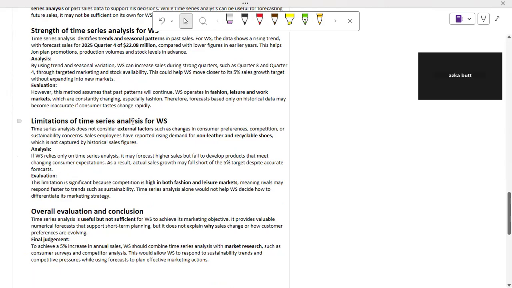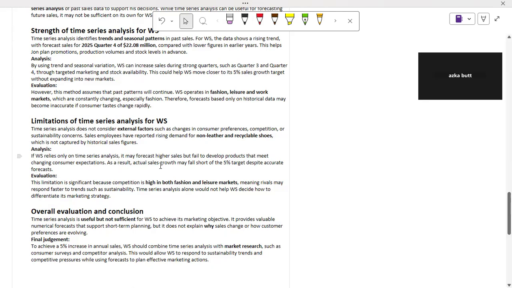Now, the limitation of time series analysis is that it does not consider external factors such as changes in consumer preferences, competition, or sustainability concerns, which you have already seen in the case study, that the customers are concerned about the environment. So sales employees have reported rising demand for non-leather and recyclable shoes, which is not captured by the historical sales figures, of course. So if WS relies only on time series analysis, it may forecast high sales but fail to develop products that meet changing customer expectations.